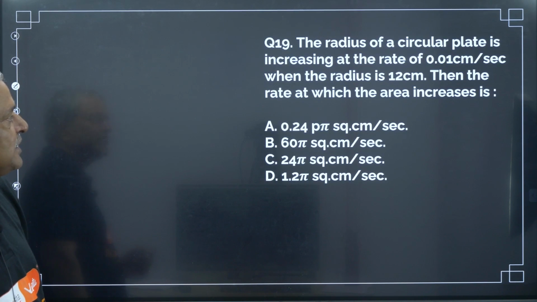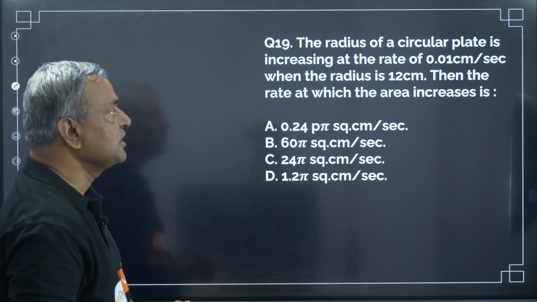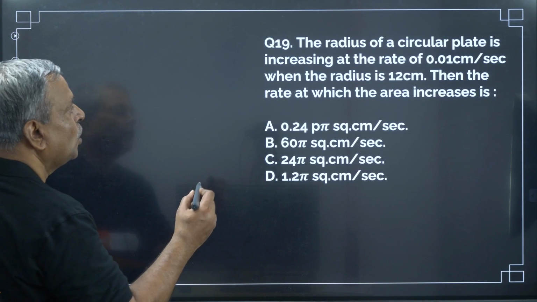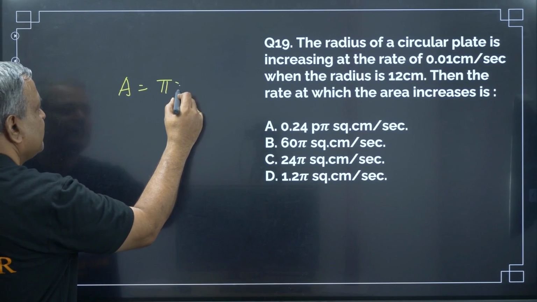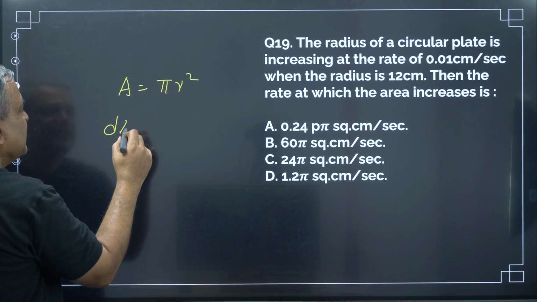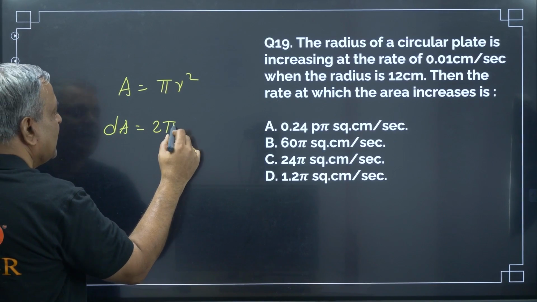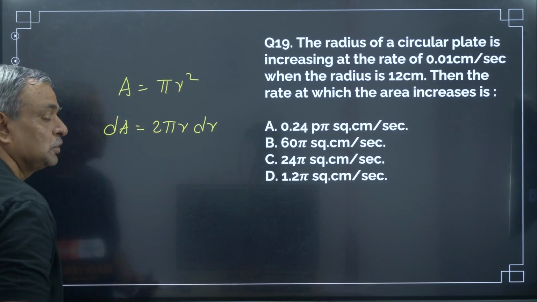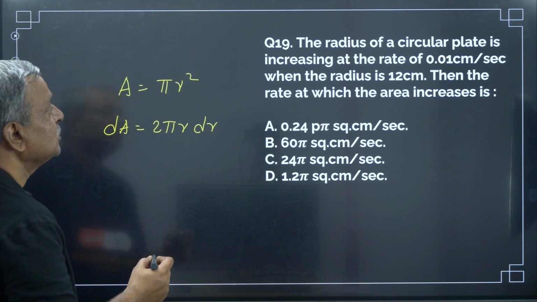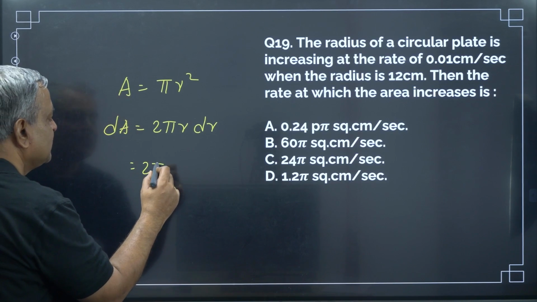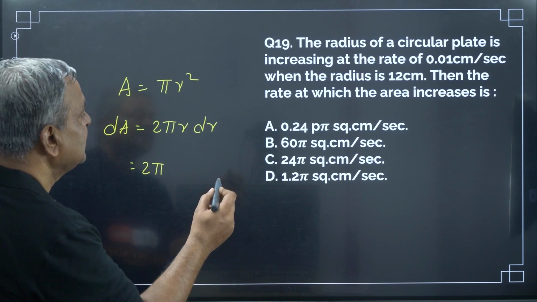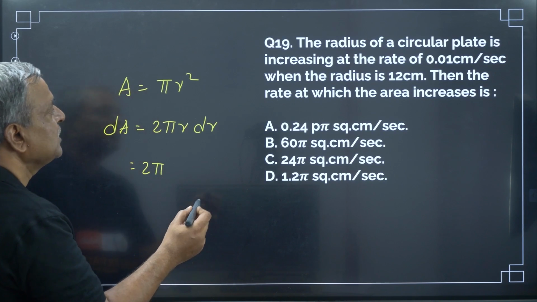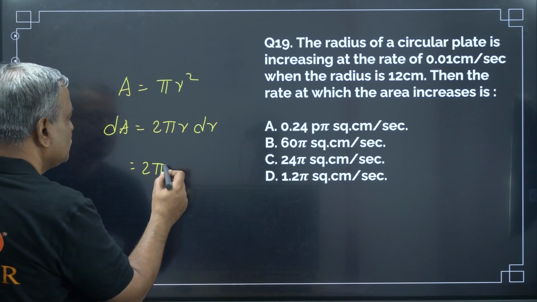When the radius is 12 centimeters, find the rate at which the area increases. Okay, so what is the area? Area is equal to pi r squared. So dA equals 2 pi r dr. Okay, what's the r value given? The radius is given as 12.